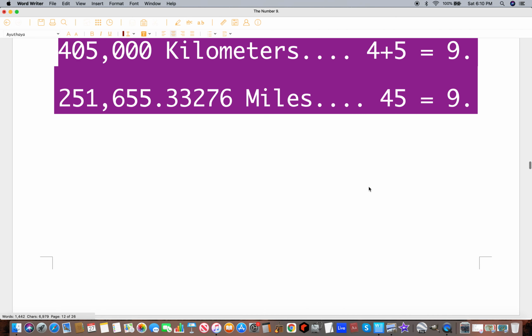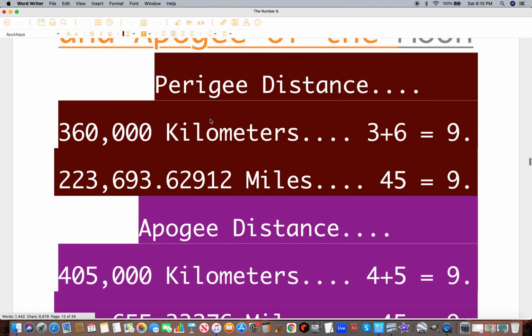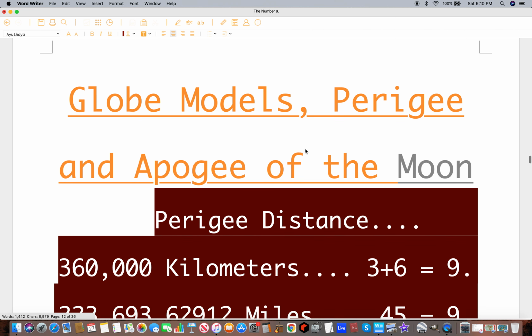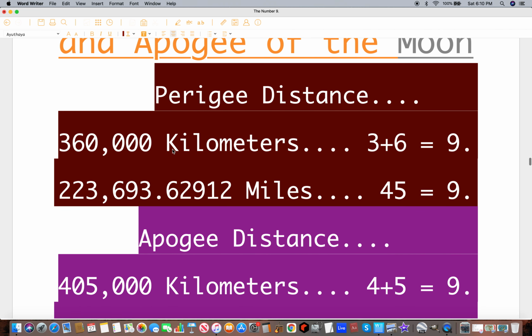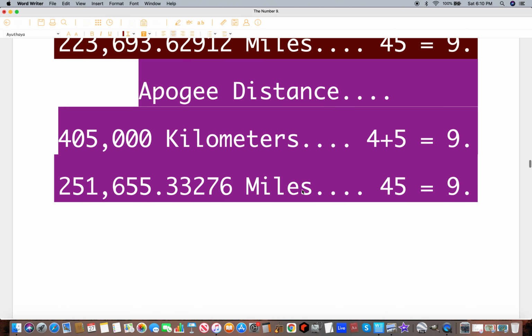Okay. And yeah, sorry, this is the perigee and apogee of the moon in the globe model. Perigee and apogee in the globe model, I'm doing the kilometers and the miles. I meant to say that too, kilometers and miles. Sorry, one of my cats came around me and I got distracted there and I forgot to detail a few things.